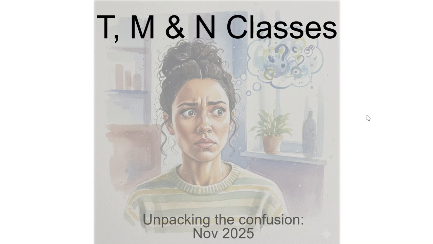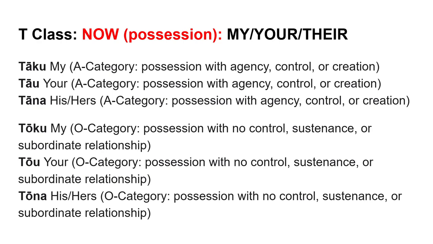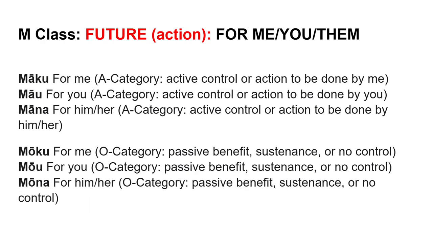Alrighty, so my confusion is with the T, M, and N classes. What is my problem? The T class is about possessing something now. So the taku, tau, tana, or toku, tō, tōna is all about the relationship between you, mine, yours, his, and whether it's an R category thing or action or an O category feeling or whatever it is. The A and O categories stand.